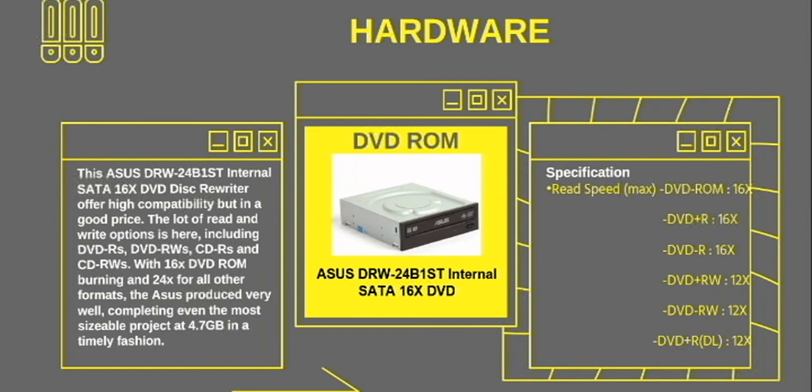There are a lot of read and write options in here, including DVD-Rs, DVD-RWs, CD-Rs, and CD-RWs, with 16X DVD-ROM burning and 24X for all other formats. The Asus performed very well, completing even the most sizable project at 4.7 GB in a timely fashion. So this is the specification of the DVD-ROM.